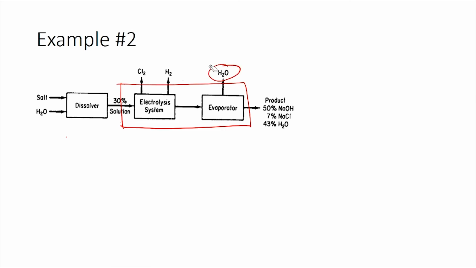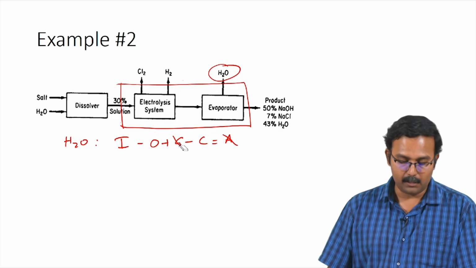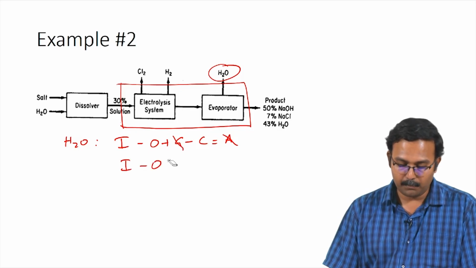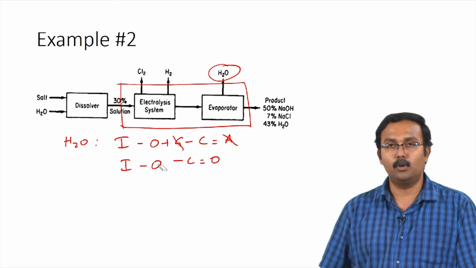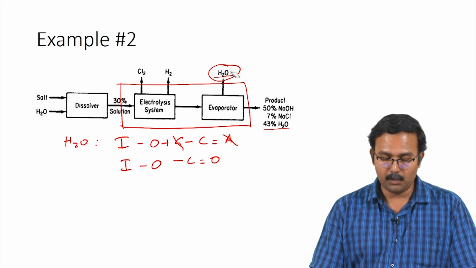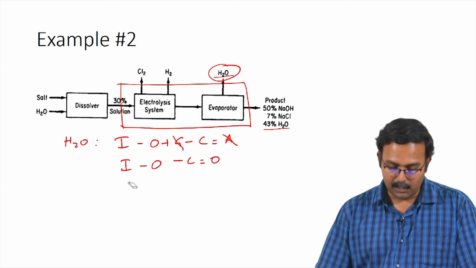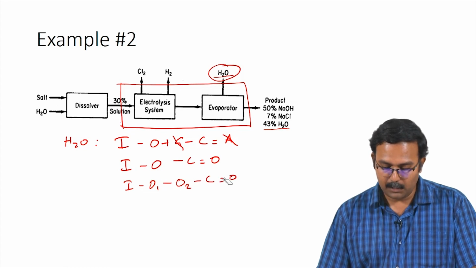Now, let us start writing the water balance for this particular system. The water balance would be input minus output plus generation minus consumption equals accumulation. No accumulation at steady state. Water is not being generated as it is a reactant, it is only being consumed. So, you are left with input minus output minus consumption equals 0. This output term has two different outputs. You have one in the form of water leaving through the product and the other which is the water vapor leaving the evaporator. So, we will convert this into input minus output 1 minus output 2 minus consumption equals 0.